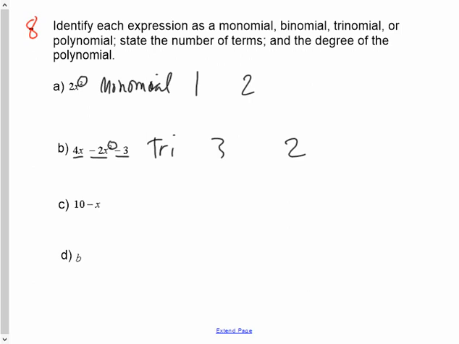The C, 10 minus x, is a binomial because it has 2 terms, this term and this term. It has a degree of 1 because the x, even though it's not written, has an exponent of 1 attached to it, but we don't write exponents of 1. But that is the term with the highest degree, and therefore the binomial has a degree of 1. And finally, B is simply a monomial. It has 1 term, and the degree of that is 1 because the unwritten exponent is 1.